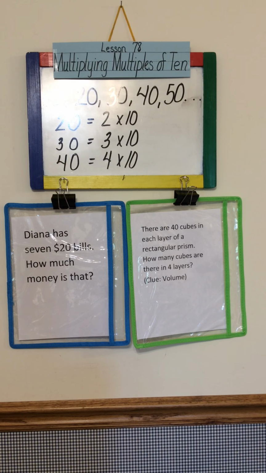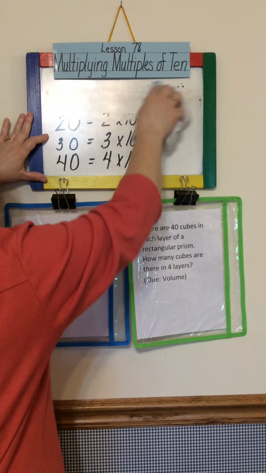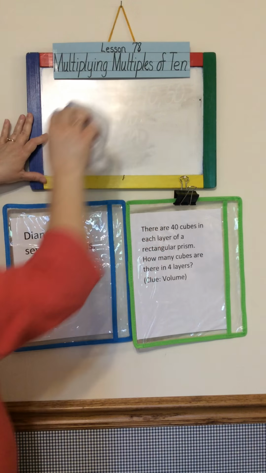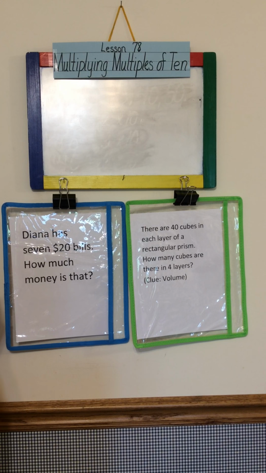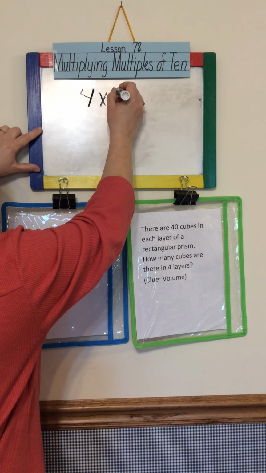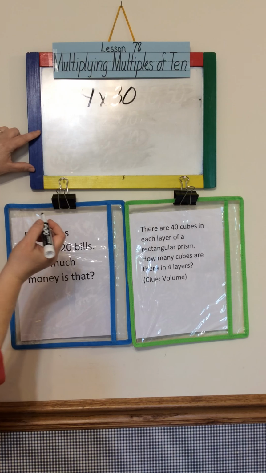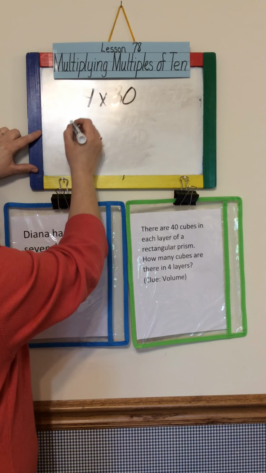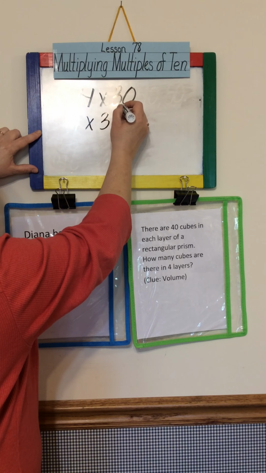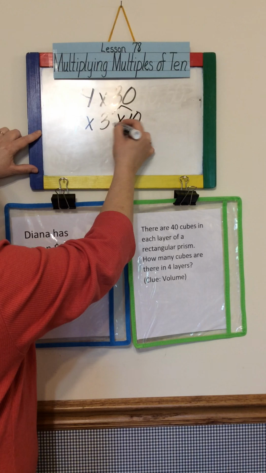So when we multiply larger numbers that end in a 0, it can be simplified very easily. For example, let's say we have 4 times 30. We can break this up into multiplying by 3 digits. We can do 4 times 3, because this is really 3 times 10. 30 is 3 times 10.